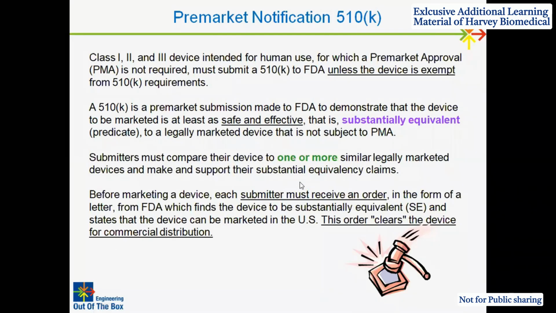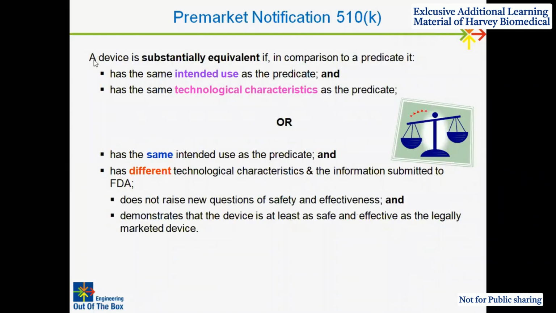It means there is a similar, substantially equal device, then you can manufacture it and sell it in the market with a pre-market notification. You see, substantial equivalence means the intended use should be the same and the technological characteristics should also be the same.